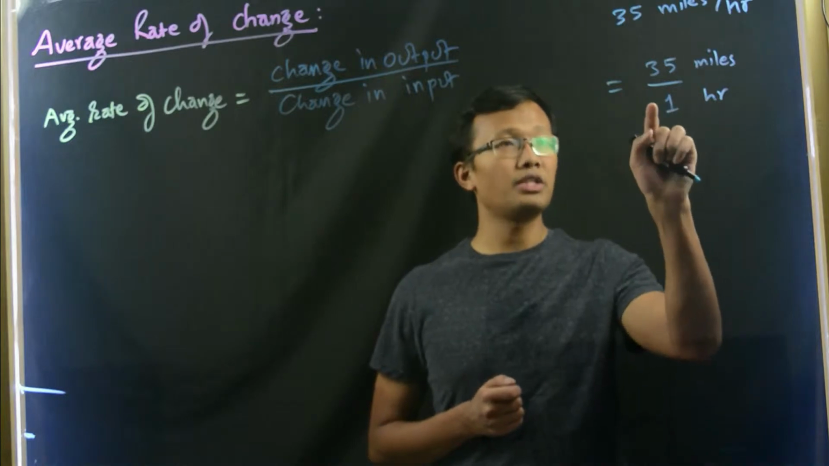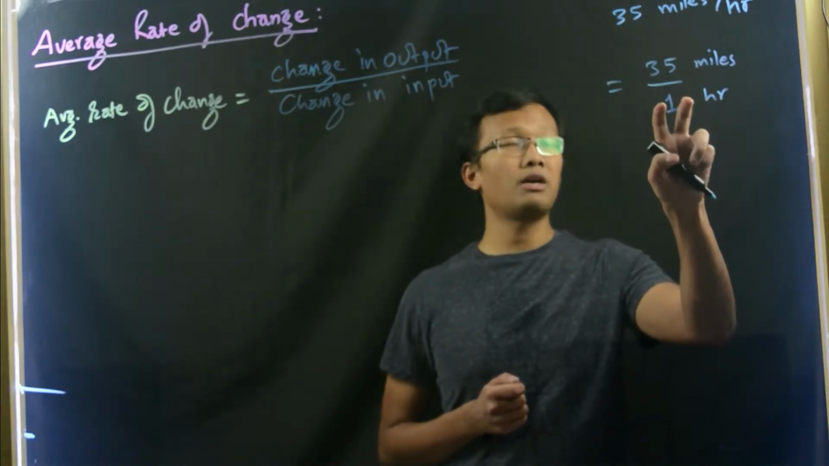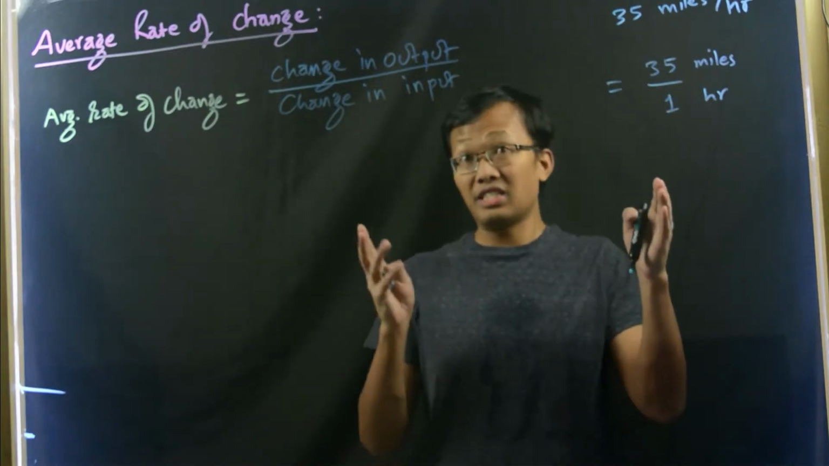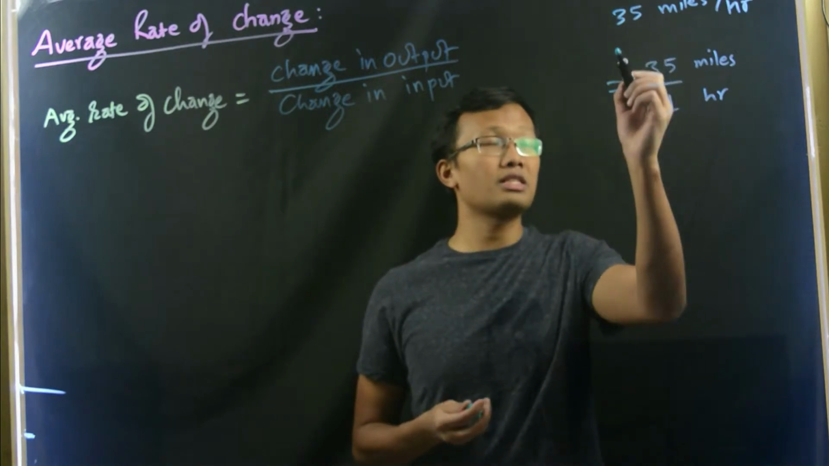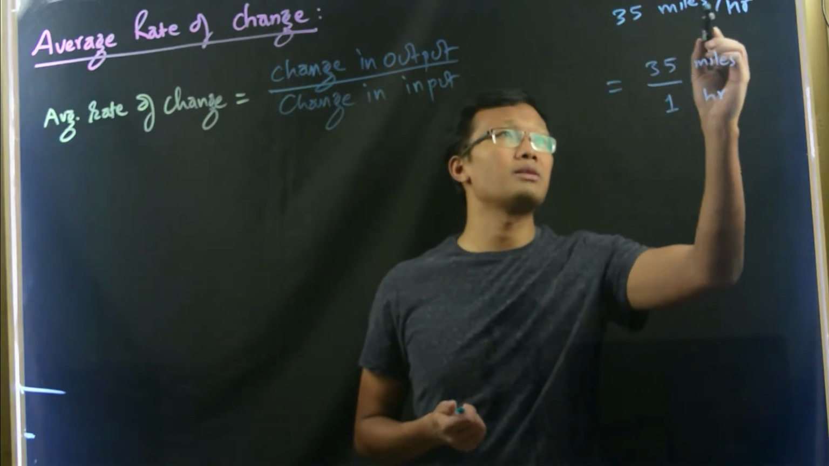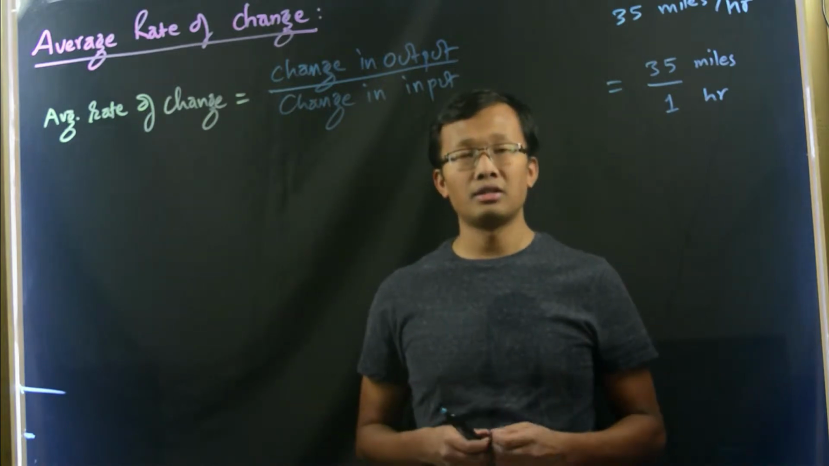Input here is in hours, 1 hour per unit hour. The difference in distance, the output, is just 35 miles. So that's the main reason behind saying 35 miles per hour. That means in each hour you will be traveling 35 miles.